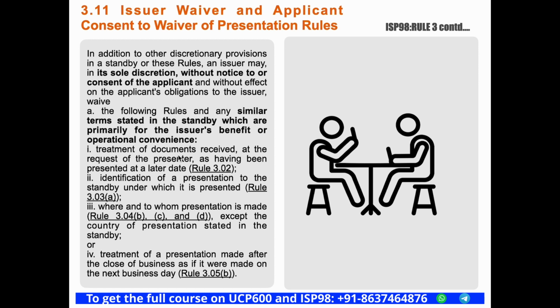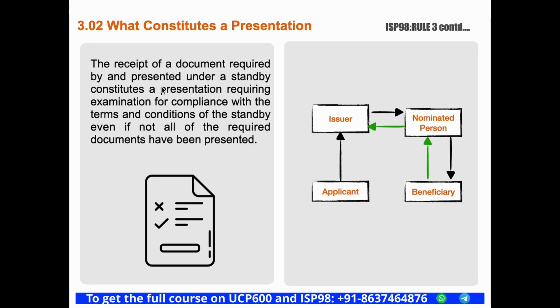First one is treatment of documents received at the request of the presenter as having been presented at a later date, rule 3.02. What is rule 3.02? This rule defines what is a presentation. As per this, even if all the documents are not presented, it is considered as a presentation. In the general case, if the beneficiary submits only 2 out of 3 required documents, the issuer will raise a discrepancy stating that all the required documents are not presented. But if the issuer decides to allow the presenter to submit the missing documents on a later date on the same presentation without raising a discrepancy, it can do so as per this rule, right? It's allowed, and it can make such a decision without the approval of the applicant, right?